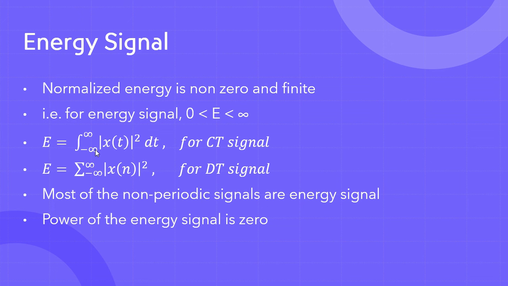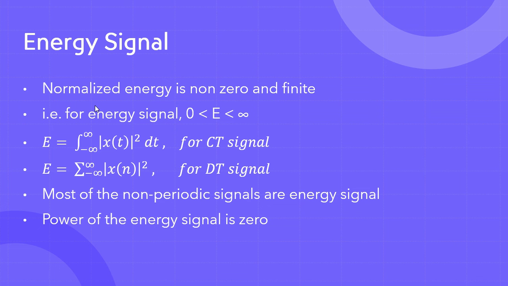Okay, so how do we calculate the energy of any signal? We use this formula for a continuous time signal. We take the integral from minus infinity to plus infinity, and then we simply take the square of our signal, and we integrate it with dt.